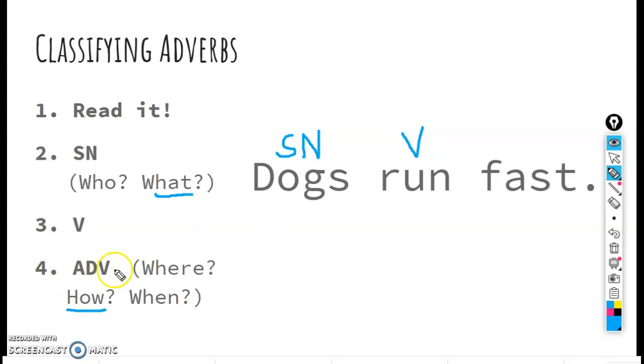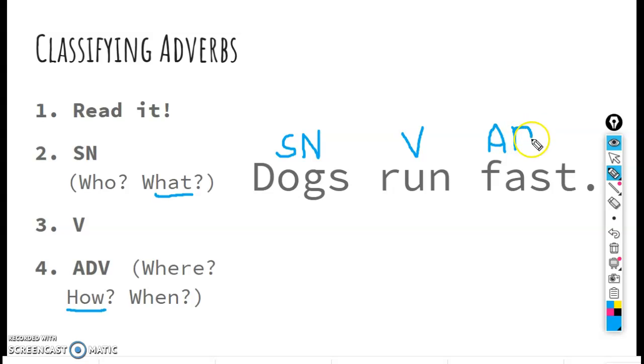And then last, my new step, adverb. I'm going to start with the verb word, run, and then I'm going to end with the question that I think it answers, which is how. Run how fast. Adverb.